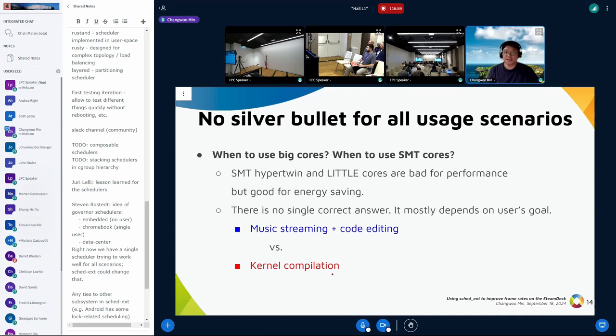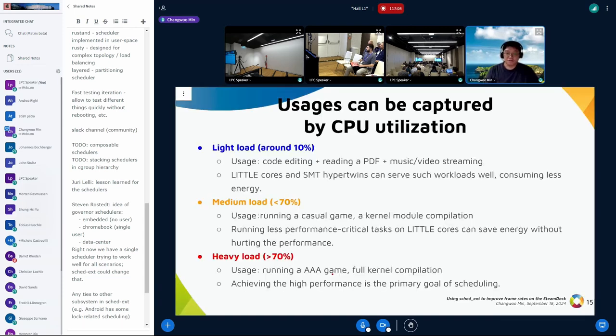Another question regarding processor heterogeneity we need to answer is when to use the big cores and when to use the small cores and little cores, right? But what I found is that there is no single correct answer. For example, if your system is lightly loaded, let's say 10% CPU utilization, and you are doing code editing using Vim and reading PDF documentation while listening to a music streaming service, right? On most laptops today, these tasks can easily be supported by one or two CPUs. So in this case, just using the little cores or SMT hyper-twins can handle such workloads.